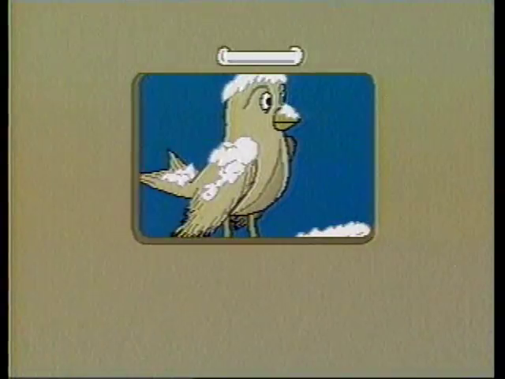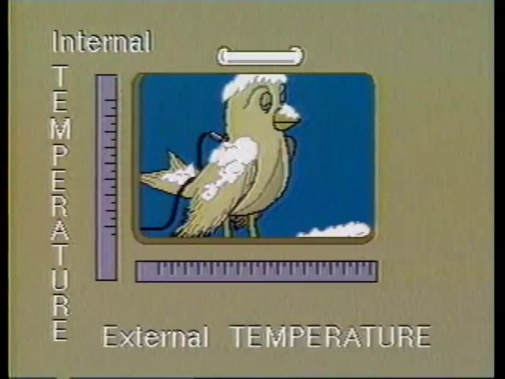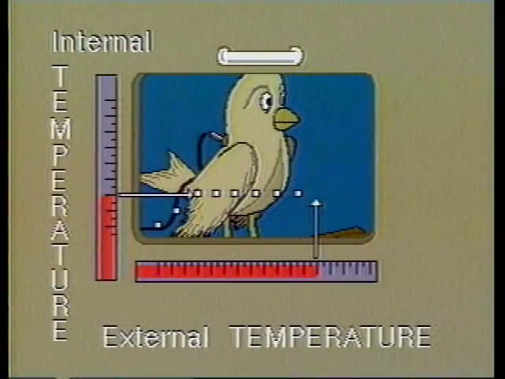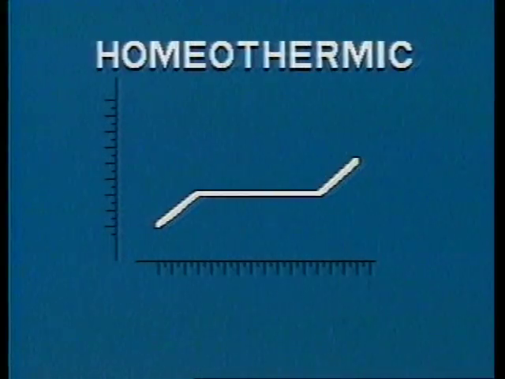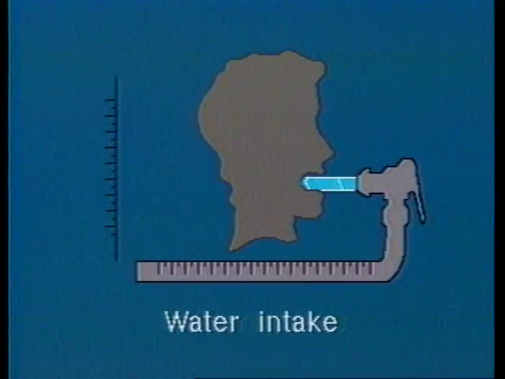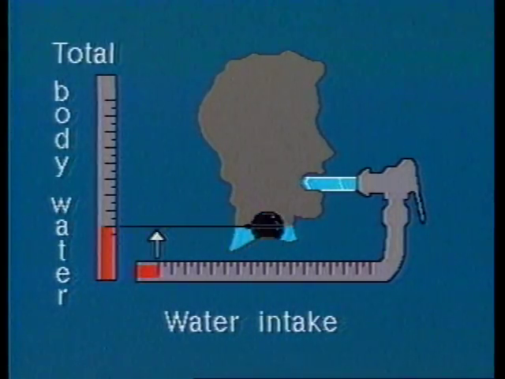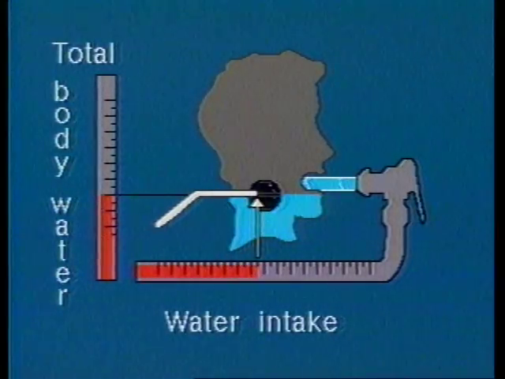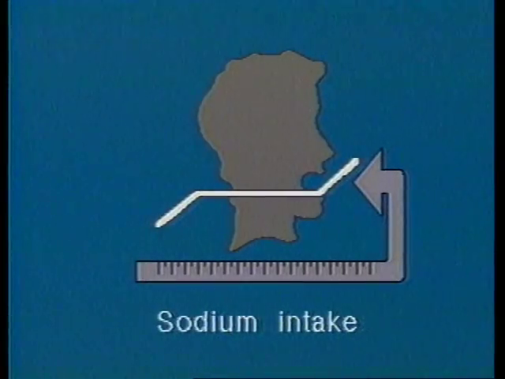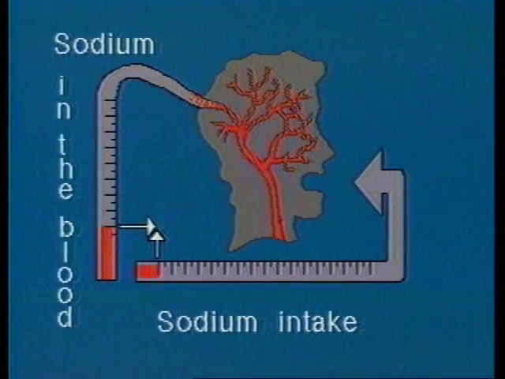Birds and mammals respond differently. Organisms which produce a graph like this are called homeothermic. The same graph shape describes many other factors controlled by homeostatic mechanisms. For example, water intake compared to total body water. Or sodium intake compared to sodium in the blood.